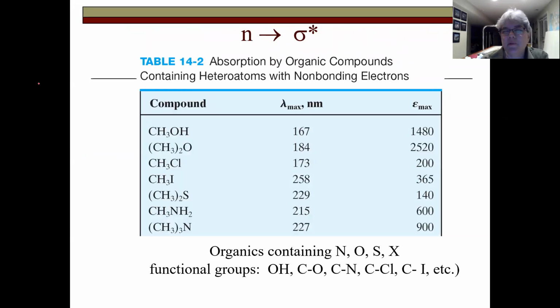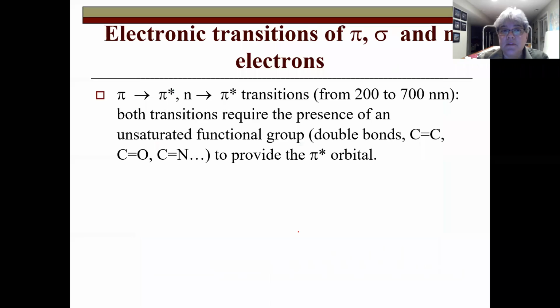So notice, remember, normal UV is 200 to 400. There's a few of these that are in regions we could measure, but overall, these are not that useful for us, so we're not going to talk about these again either. So really, you only have to remember two kinds of transitions for organic molecules, because these are the ones that are in the normal UV and the visible, those from 200 to 700.